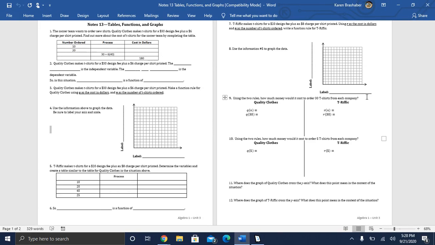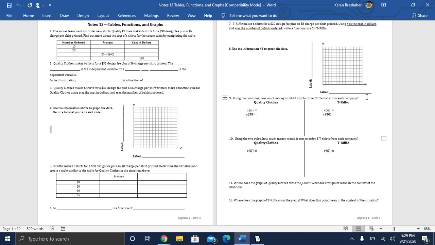Hello, students. Today we're going to work on Notes 13, and this is a set of notes. It's a little unusual because it's mostly just looking at some examples that are tying together how we would use tables and functions and graphs. So because of that, I've tried to put both the front and the back together on this screen, and I know that makes it a little small, but hopefully you'll be able to enlarge it to be able to see and fill in your notes.